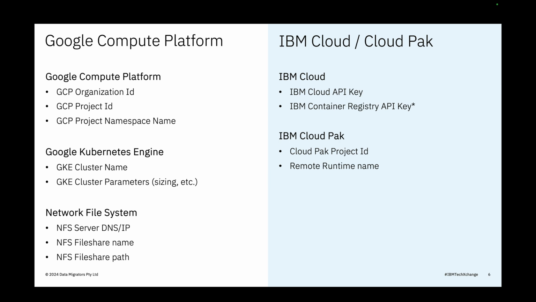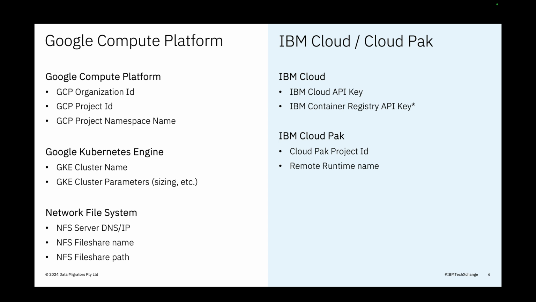On the IBM side of things, we need a cloud API key. So this is simply a way for our local laptop to be able to talk to IBM Cloud and marshal resources on the IBM Cloud environment. And you'll also need an IBM Container Registry API key so that we can talk to that container registry and get hold of that PX runtime image.